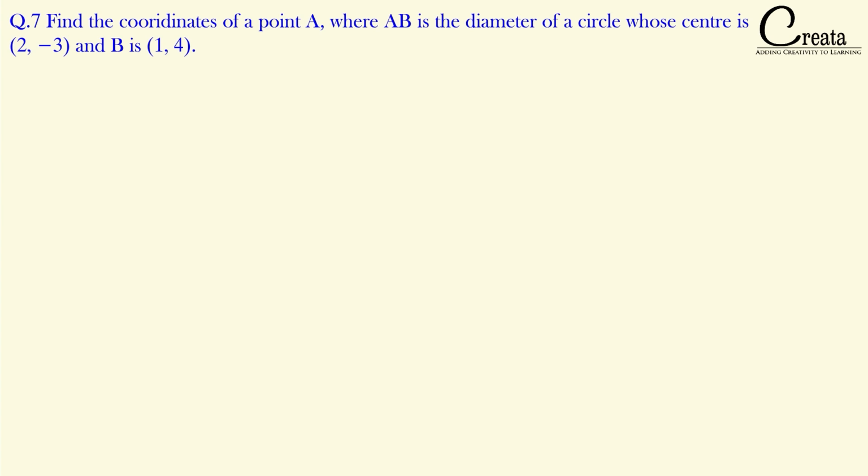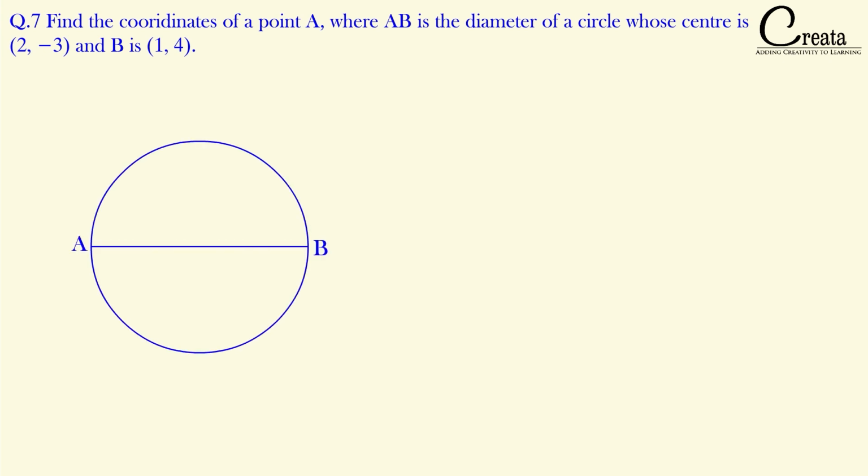The question is, find the coordinates of a point A where AB is the diameter of a circle whose center is (2, -3) and B is (1, 4). Here this question is talking about a circle whose diameter is given as AB. The coordinate of B is given as (1, 4) and we have to calculate the coordinate of point A.